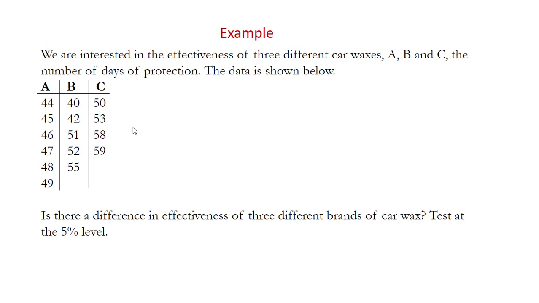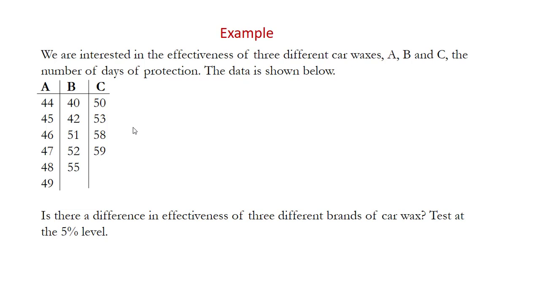Now for our example. This example reads: we are interested in the effectiveness of three different car waxes A, B, and C, measured by the number of days of protection. The data is shown below, so we have A, B, and C. We're asked: is there a difference in the effectiveness of three different brands of car wax? We should test at a 5% level. So we have A being 44, 45, 46, 47, 48, 49, B being 40, 42, and so on.